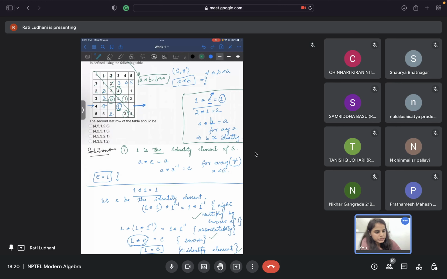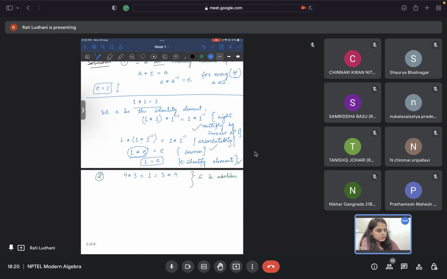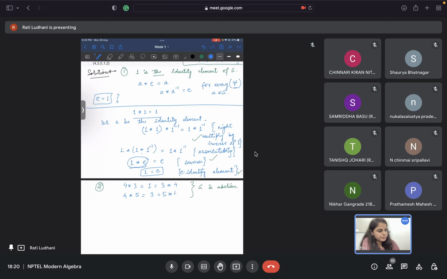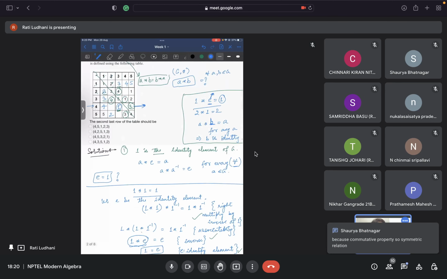So 4 is first and 5 we can say later, because you can say which one is first, but just be consistent with the notation. Like 4 star 5 is 3, so 5 star 4 should be 3 also. Very good. So I can write it: 4 star 5 is given to be 3, so this should be 5 star 4. Because of the commutative property, it's a symmetric relation. Exactly.